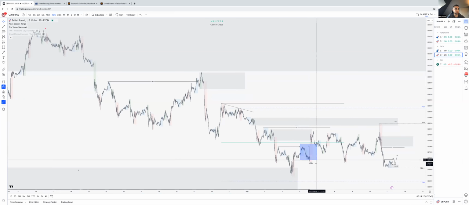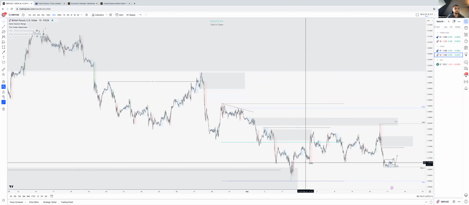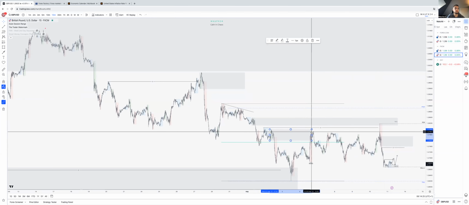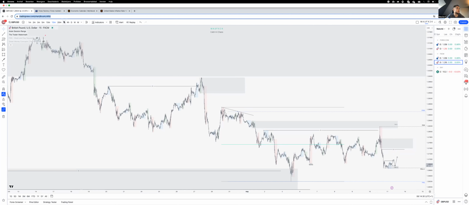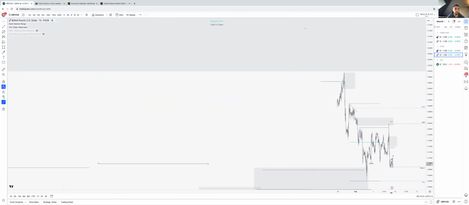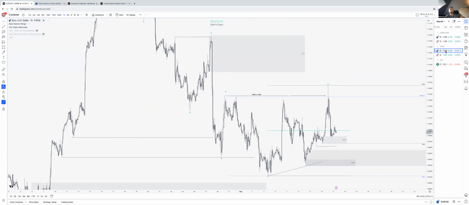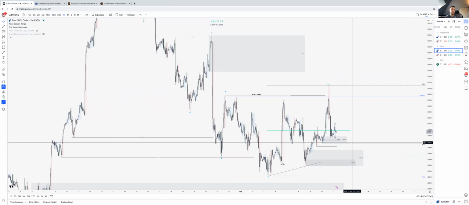There we go. Super clean PA on GU. Unfortunately, well, this week it's unfortunate, I only trade London. Therefore, not many setups. Boom. Sorry.